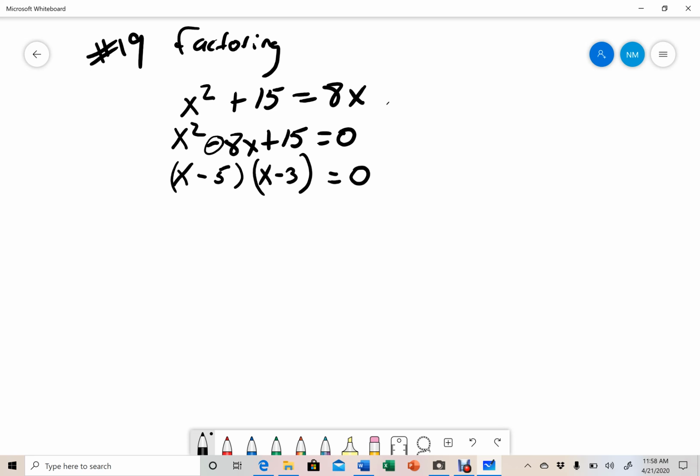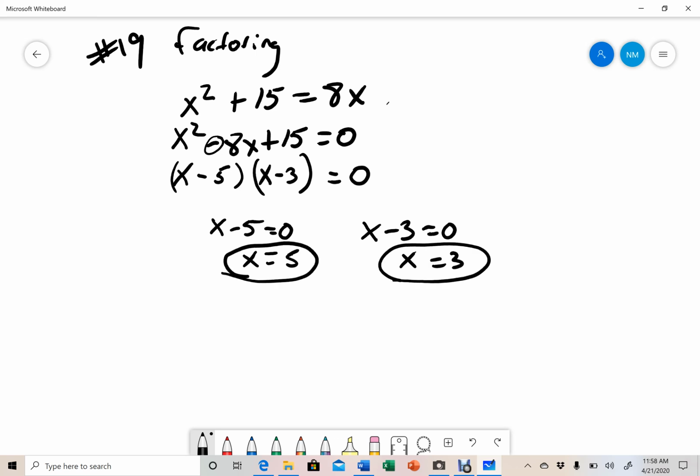Now, I'm solving for x, so I'm going to use the zero property here, okay? So I have x minus 5 equals 0, and I have x minus 3 equals 0. So x equals 5, and x equals 3. So my answers for this problem are x equals 5 and x equals 3.